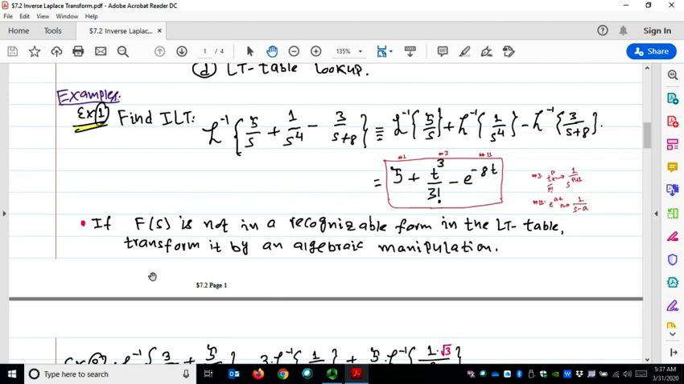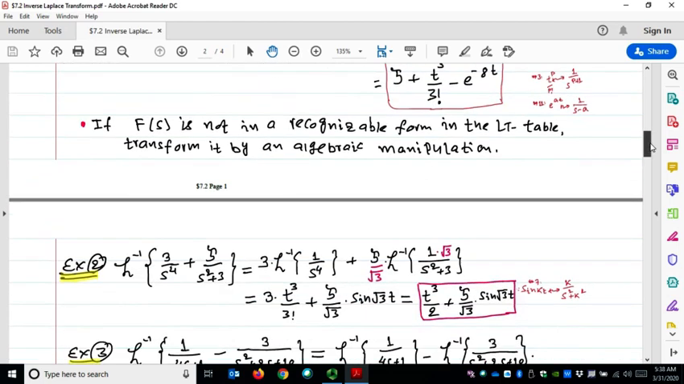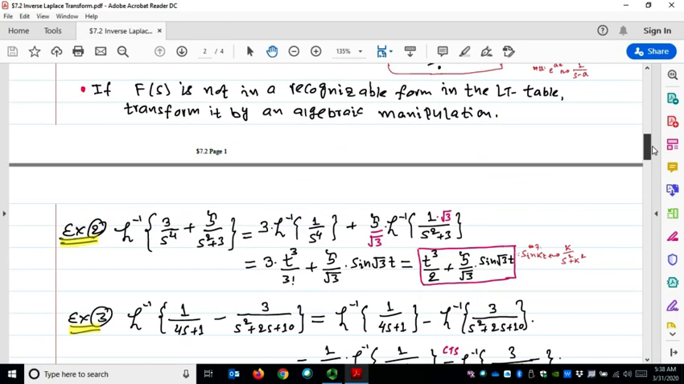Another fact: if our transform function is not in a recognizable form in the Laplace transform table, then transform it by algebraic manipulations. Let me scroll down and let's do one example explaining this little fact. Example 2. Find the inverse Laplace transform of 3 over s to the power 4 plus 5 over s squared plus 3.